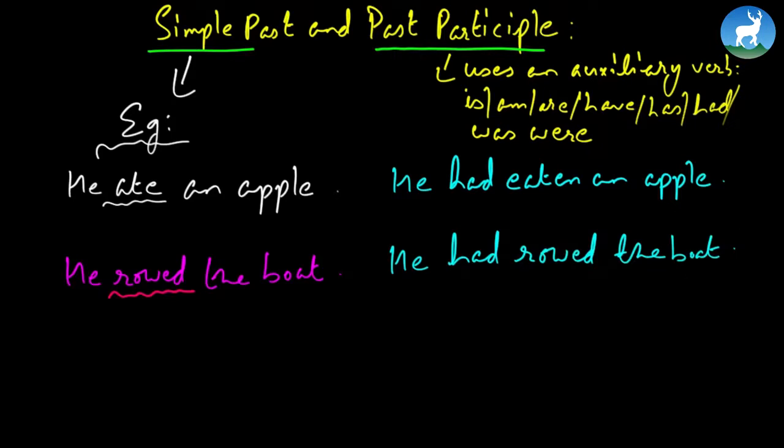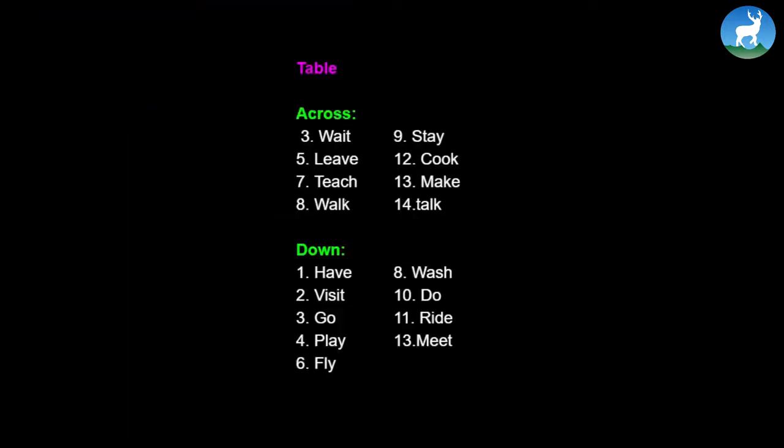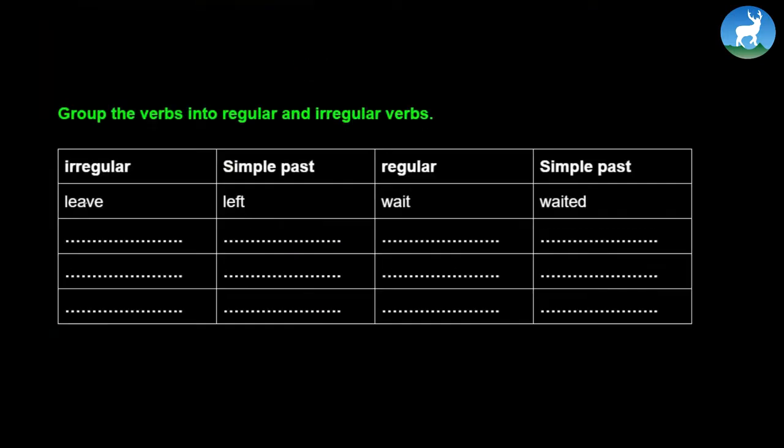Now that we know what regular and irregular verbs are, let's do this exercise. You can do it as homework. This is classified here. These are the words we're dealing with. Classify every word into regular and irregular verb. You have to go back to the video where I've shown that leave is irregular, left is the simple past, and waited is regular.